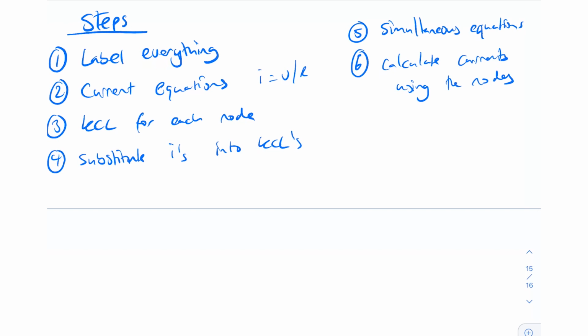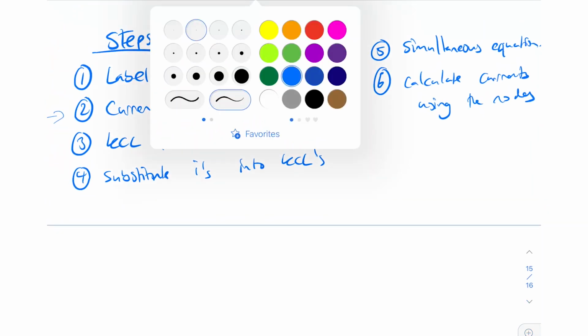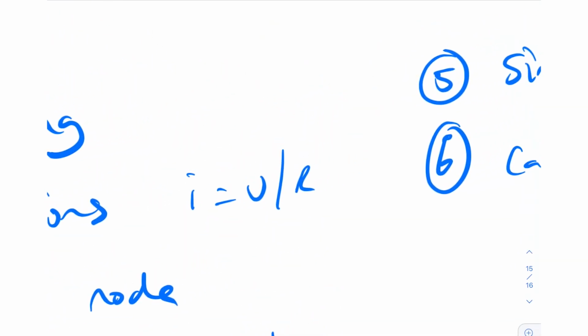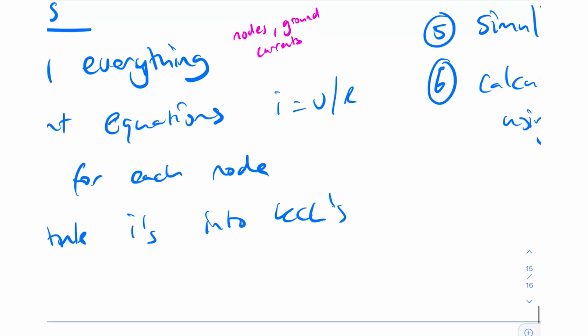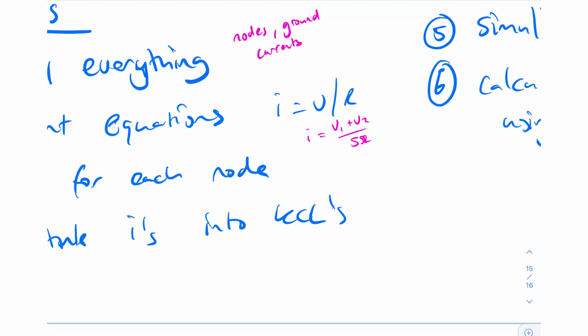It's fairly straightforward. In terms of labeling everything, you've got to label the nodes first, A, B, C, like I've done already. You've got to choose a ground. You've got to do the currents. You'll see an example of what it means to label nodes and ground, with things like A plus B and the arrows. When it comes to writing the I equations, you're thinking of things like I equals V1 plus V2 divided by 5 ohms. Those kinds of equations.